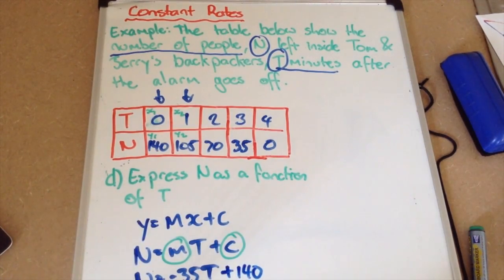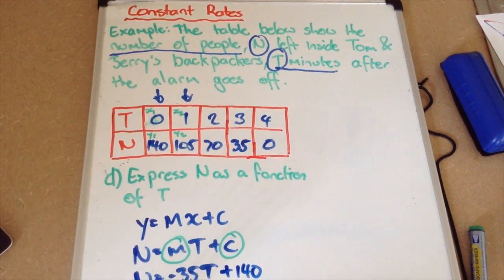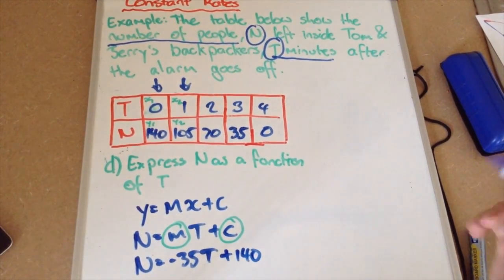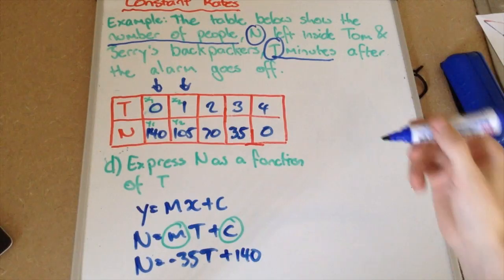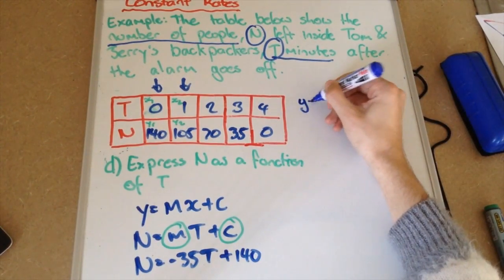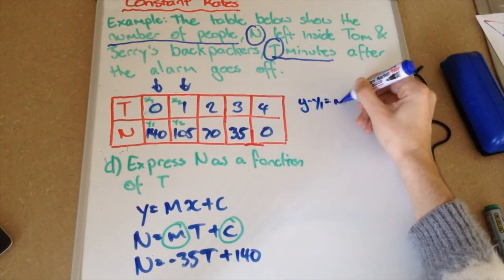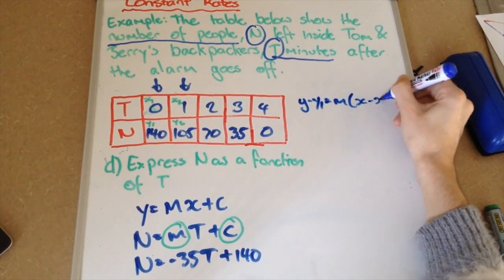There is another way you can go through doing this. Let me just show you the 140, by the way. There is another way that we can go through doing this, and that is to use the rule y minus y1 equals m bracket x minus x1.